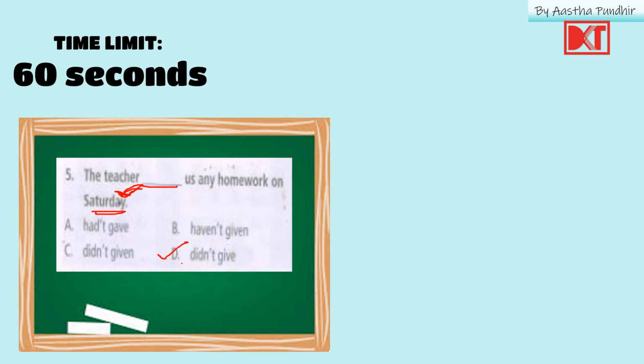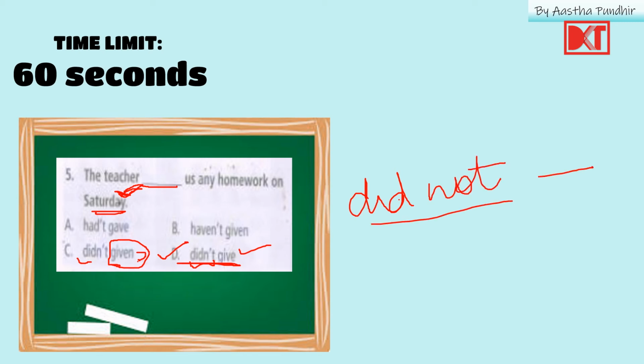Did not give. Why did not give and not did not given? Because here did not is already in the past tense, and for give we use the V1 form. Now here did not given, this given is also in the past form, which is incorrect. When we have did not or did with anything, we do not use the past form of whatever verb we are using. We use the present form of the verb. So the answer is D, didn't give.